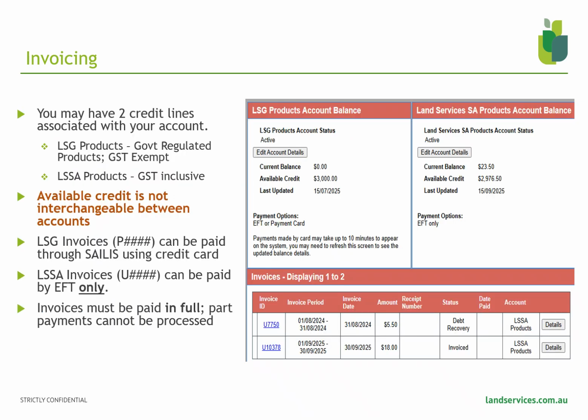Some accounts may hold an LSG and an LSSA account. Please note that the available credit is not interchangeable. These amounts are locked into the respective accounts. The current balance is reflecting what has been purchased and will be billed at the end of the month. The available credit is the spending limit you have before the account is maxed out. Think of the available credit like a credit card. This amount will only change once an invoice has been paid. If you are unsure of the payment method, please view the payment options listed in the window.